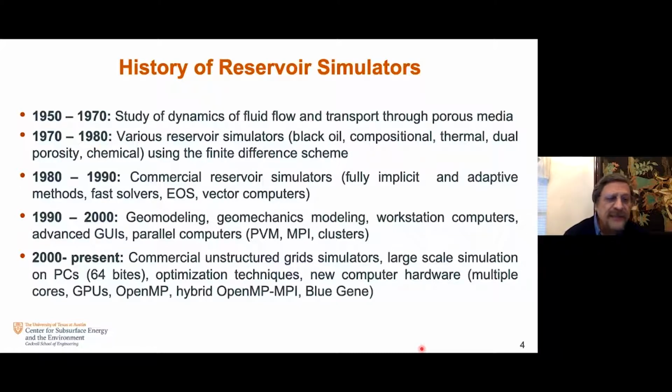And more recently, from the 2000s to present, the work has involved commercial simulators and university simulators, structured grids, and large-scale simulations with the advances in computer technologies. People now are talking about millions and billions of grid blocks used in simulations, and new hardware, especially GPUs and some of the other technologies that have come to the market, has helped a lot in the development of such simulators.